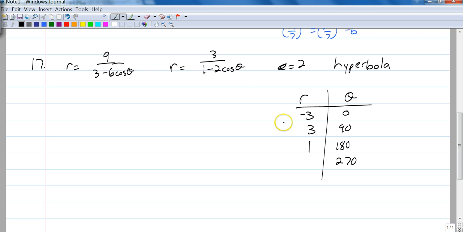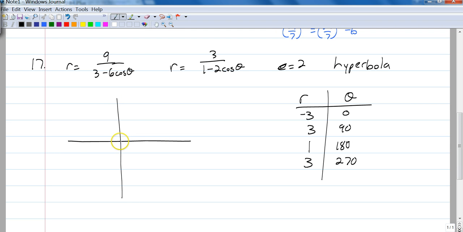Okay, again, I just plugged that into there. I know I spoke fast there, but that is what it evaluates to. And then 270 again, you plug that in, you get a 0, you get 3. Alright, so those are my points, so I'm going to graph this.